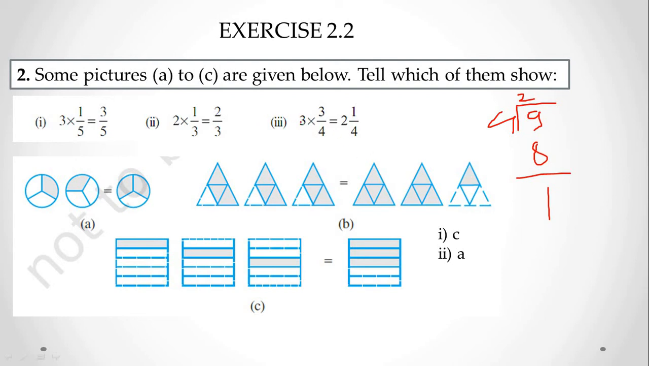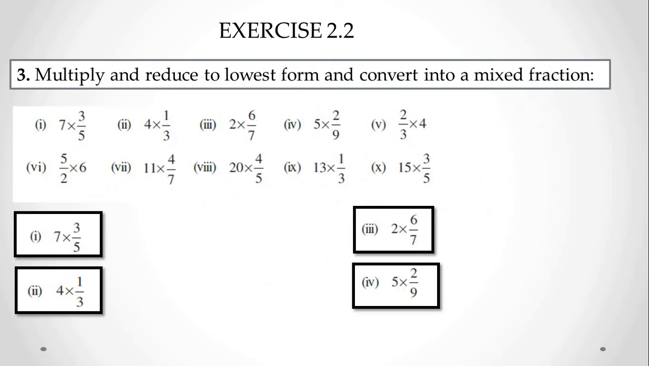Once more I will tell you. 3 means 3 repetitions are there. 3 upon 4 means 3 parts are selected in each object, and 2 1 upon 4 means here 1 and 2 objects have been given, and in the third one a 1/4 portion is selected, meaning only one portion is selected out of these 4. So I hope you understood question number 2. Now we will go into the next question.